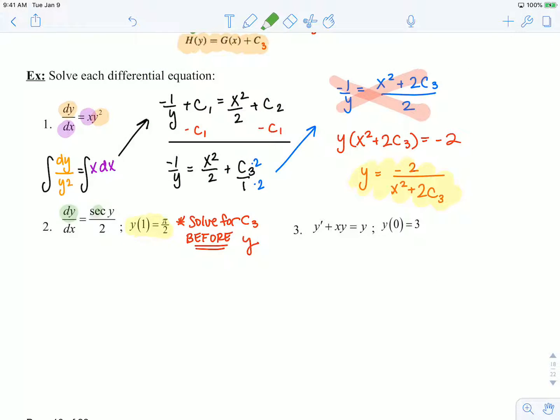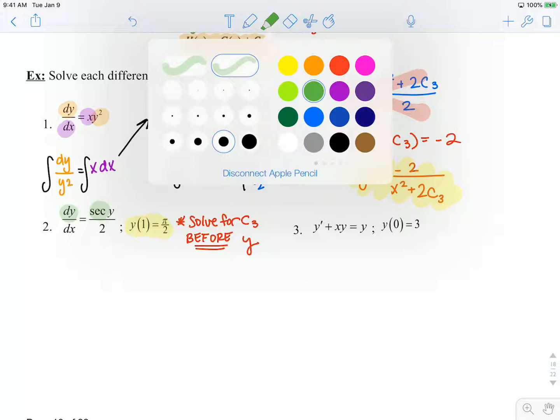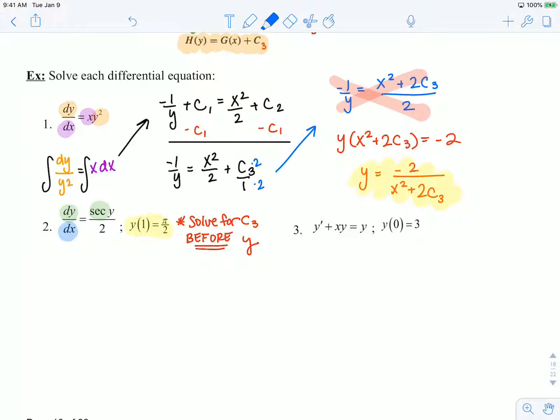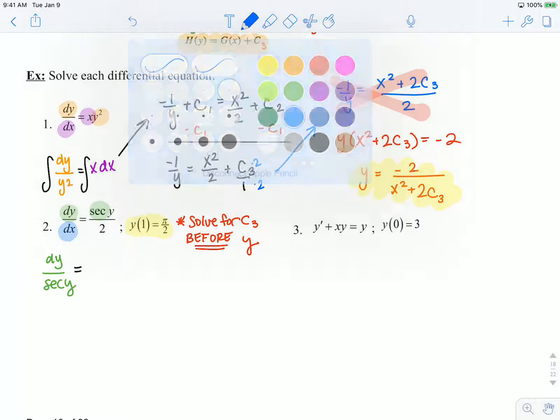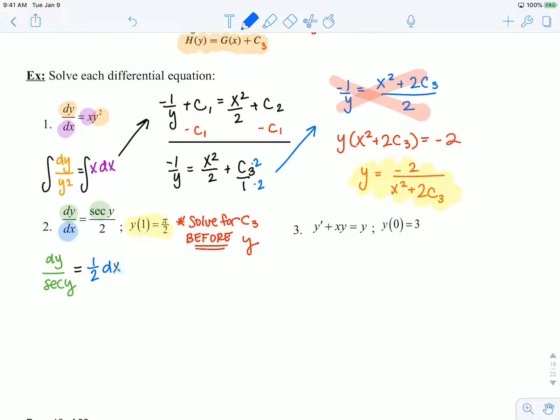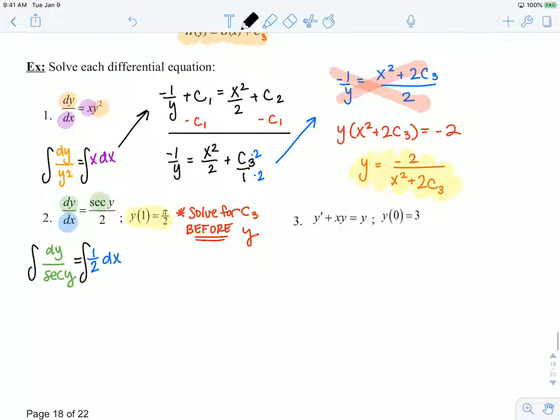We have these terms of y, and this is a term of x. So in order to get all terms with y on the left, I have dy over secant y equals 1/2 times dx. Now, in order to solve these differential equations, we take the antiderivative.